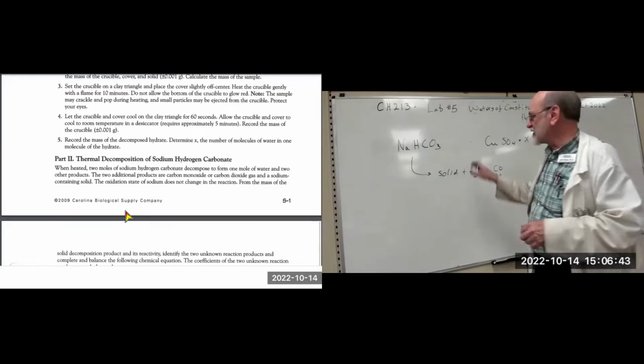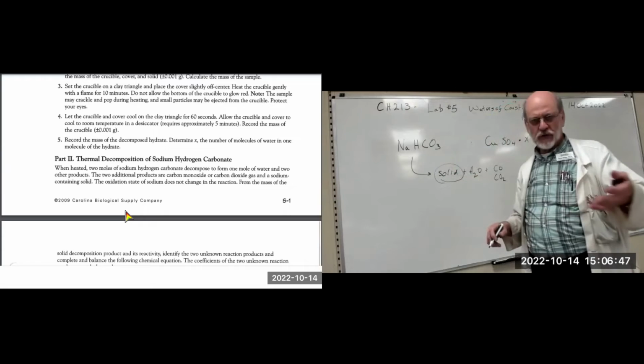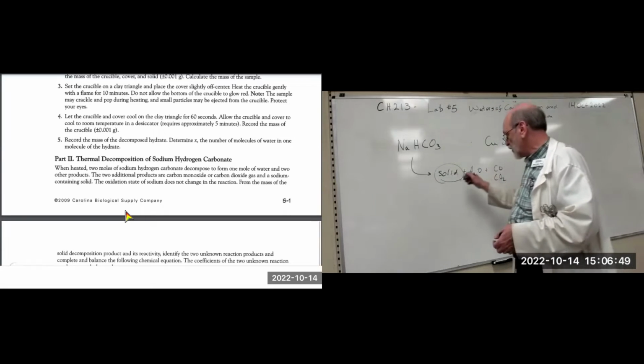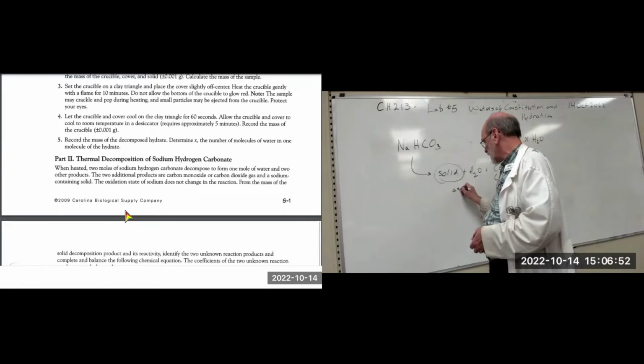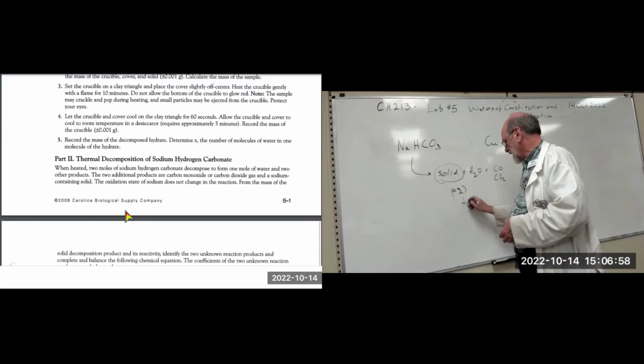And then there's one test that you do on the solid, or that I will do in the demonstration. You put this in water, you make it aqueous, and you add hydrochloric acid.